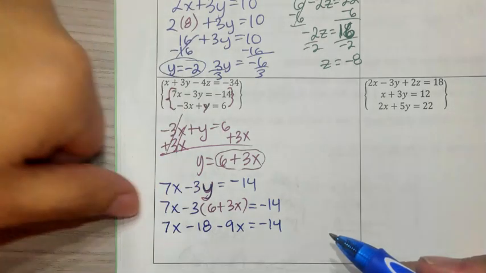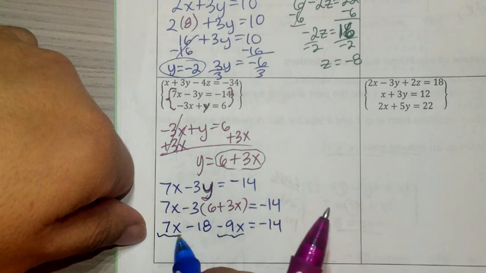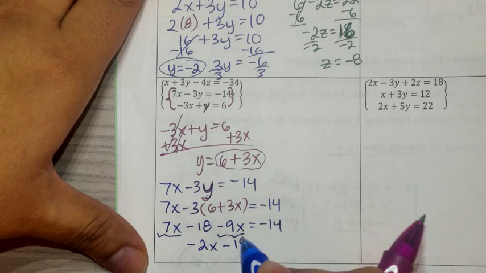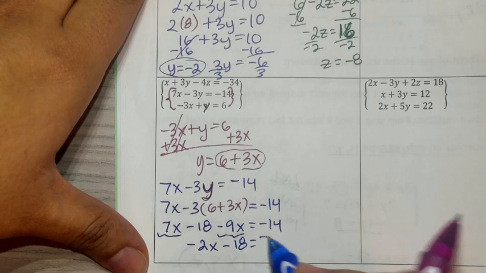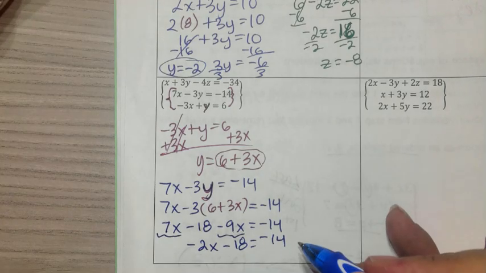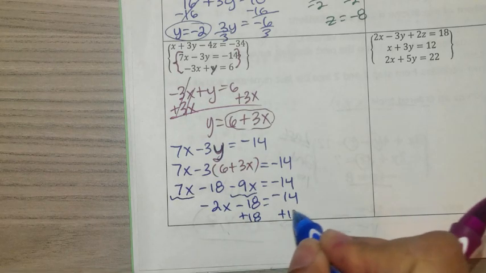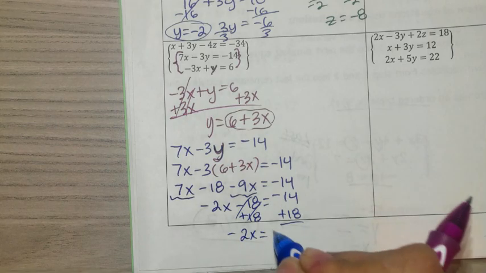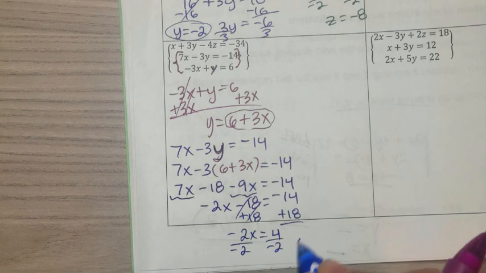So distribute, combine like terms. Like terms are these two. So 7 minus 9 is negative 2. Okay, so those two combine to be negative 2. The 18 comes down. And then we keep solving. We are going to move the 18 to the other side. And negative 2x equals 4. We're going to divide by negative 2. And x equals negative 2.